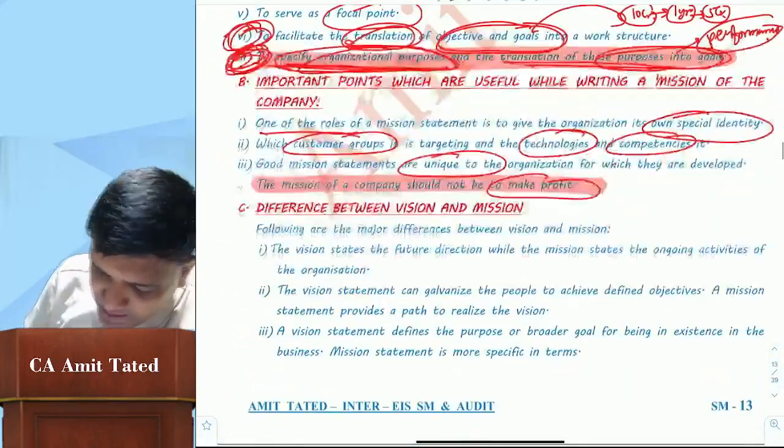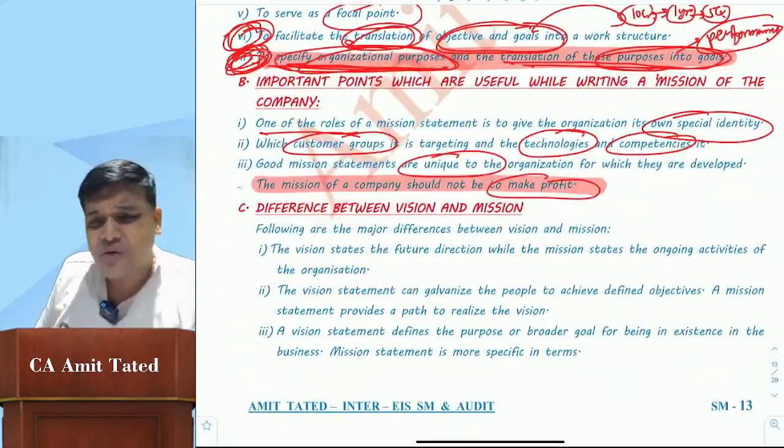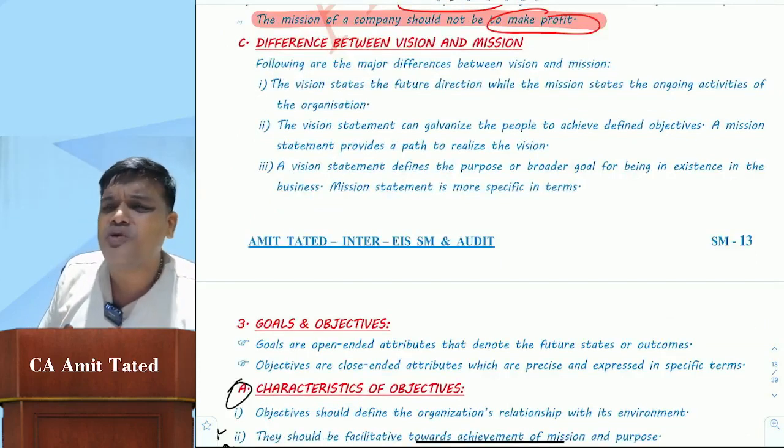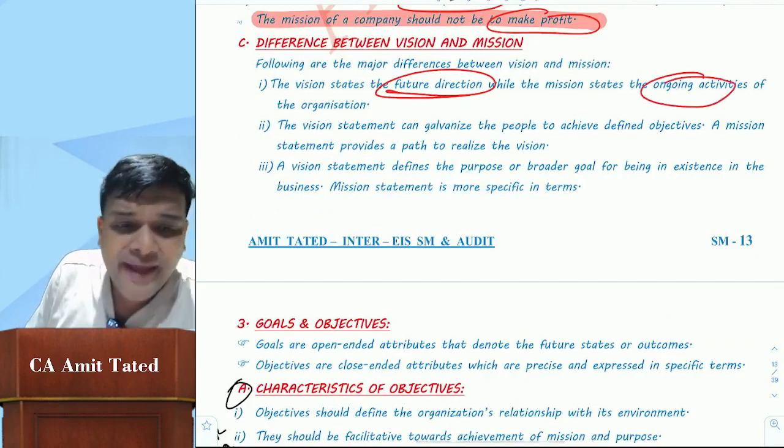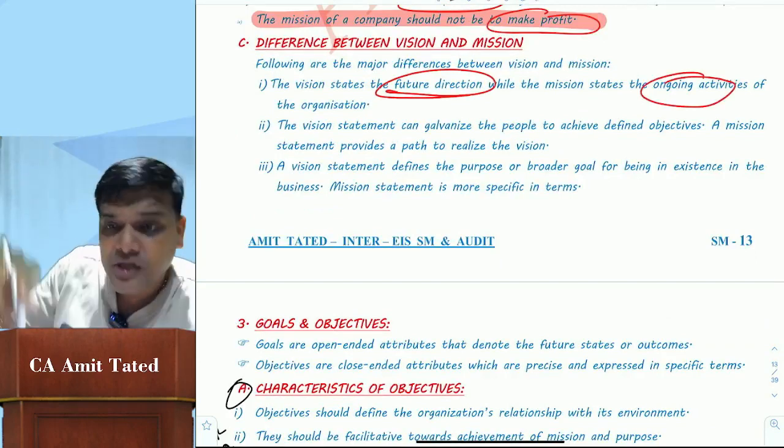I do think mission is clear, everybody clear? And the last question is basically the difference between vision and mission, and I do think the answer is very clear. Vision focuses on the future, mission focuses on the ongoing. Right now what you are doing is mission. What you will do in future, that is called vision.